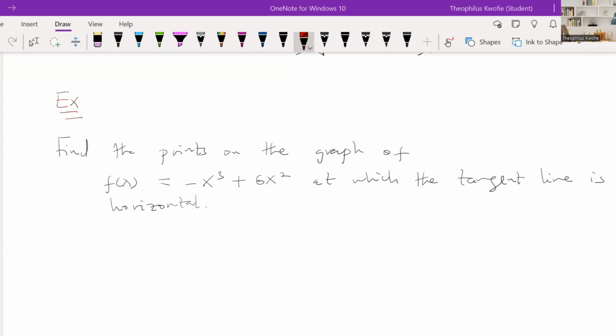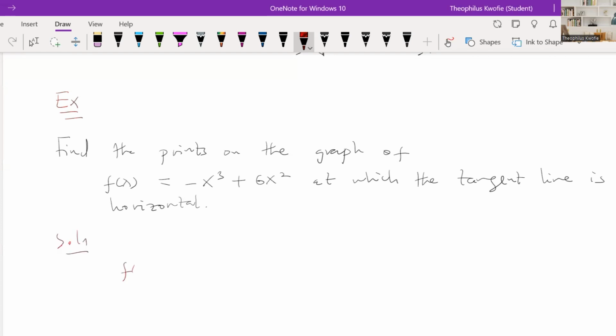Now, when we look at the problem, if the tangent line is horizontal, it just means that its slope will be 0. If the tangent line is horizontal, it just means that the slope of the horizontal line will just be 0. So therefore, we just wish to find all the points on the graph of f where the derivative of f equals 0. Is that okay? So let's look at that.